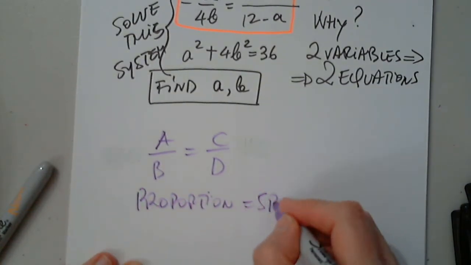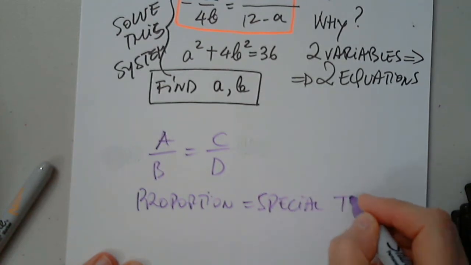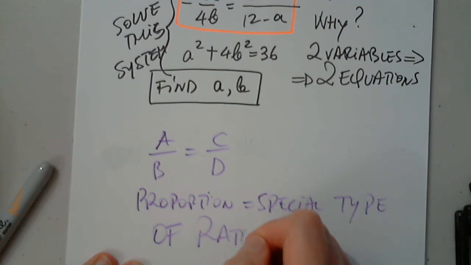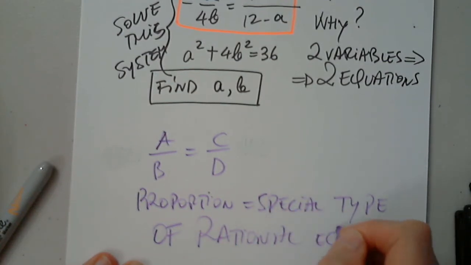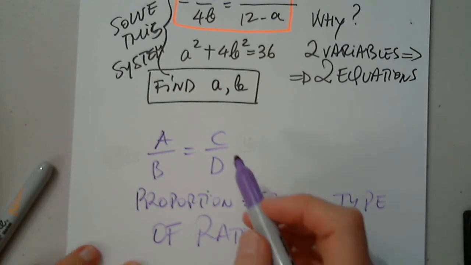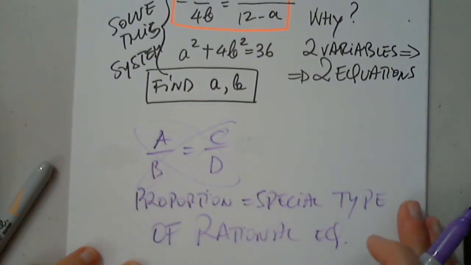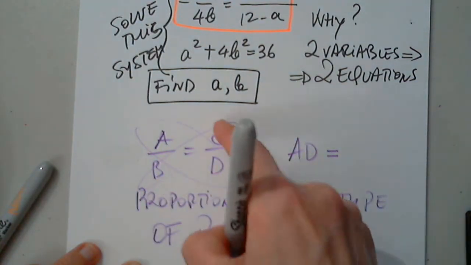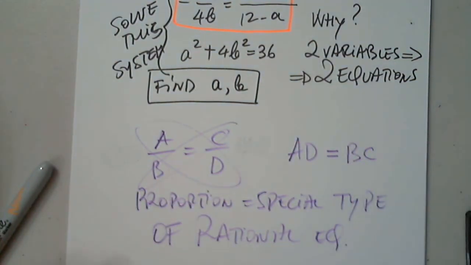Special type of rational equation. Special type. Only in a proportion I can do this. AD must equal BC. And this is the only thing I can do over there.